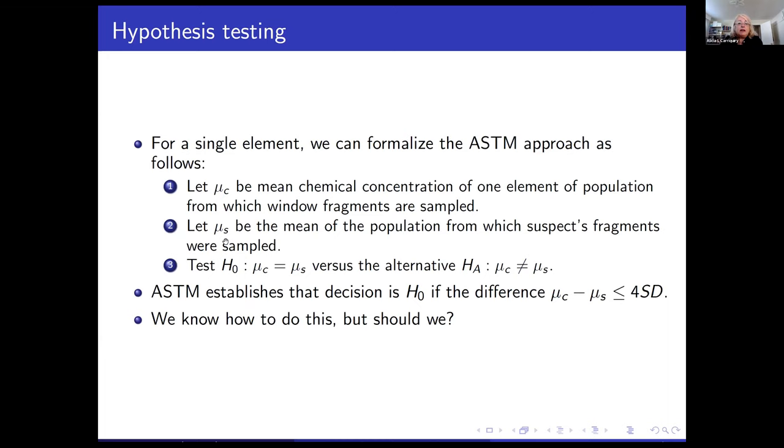Then we have mu sub s, which would be the mean of the population from which the suspect's fragments were sampled. And the null hypothesis in this case would be that the two means are the same versus the alternative that the two means are different. And the decision criterion that ASTM establishes is the following. Look at the difference between the two sample means, and if that difference is less than or equal to 4 standard deviations, then conclude you fail to reject H0, essentially.